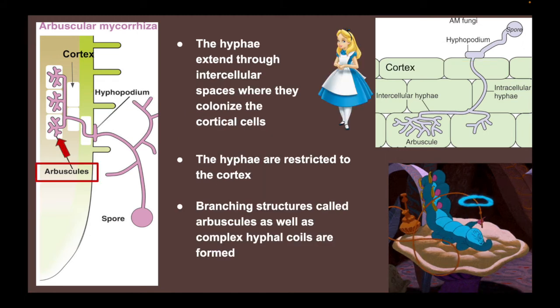After the root epidermis has been penetrated, the hyphae extend through the intercellular spaces where they colonize the cortical cells to form branching structures called arbuscules, as well as complex hyphal coils. These structures increase the area of contact between the symbionts, further facilitating the nutrient transfer between fungal and plant cells.